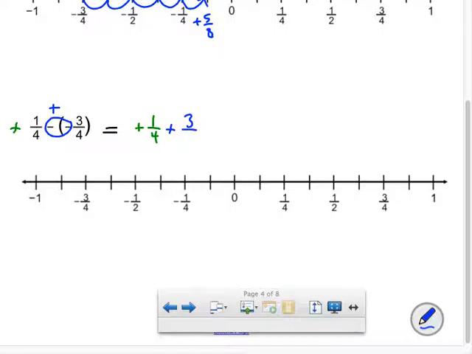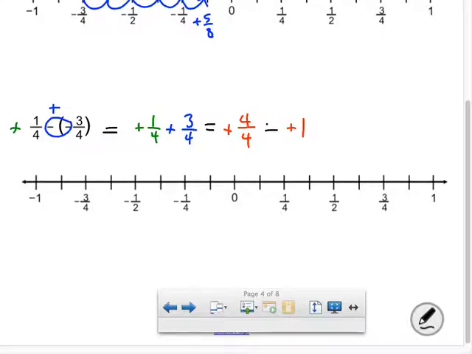Okay, so what's next? Their answer is going to be positive. Right, so same signs, we're going to keep the signs, which is going to be positive, but what about the numbers, the magnitudes, what are we going to do with that? We're going to add the numerators. Okay, so what's that going to be? 4 over 4. 4/4, which is equal to what? 1 whole. Positive 1, good.